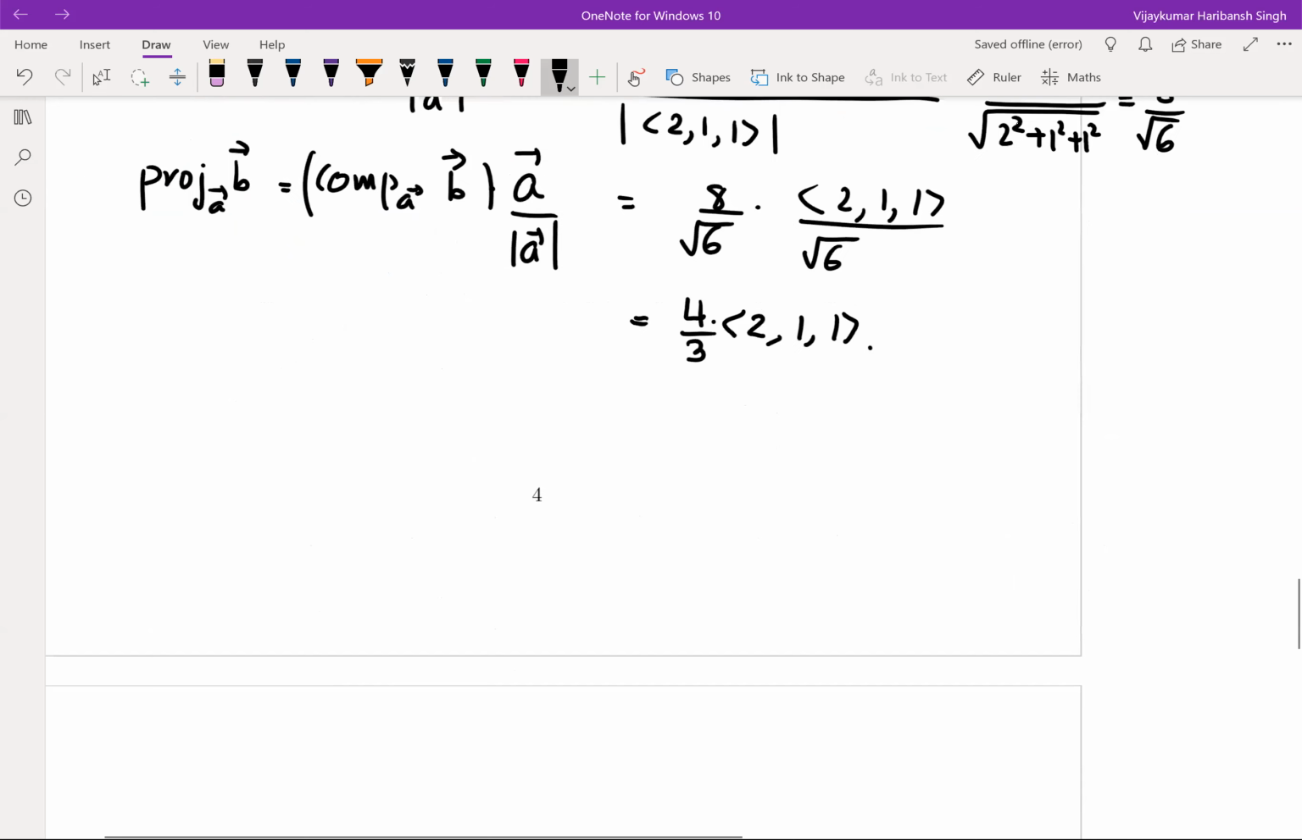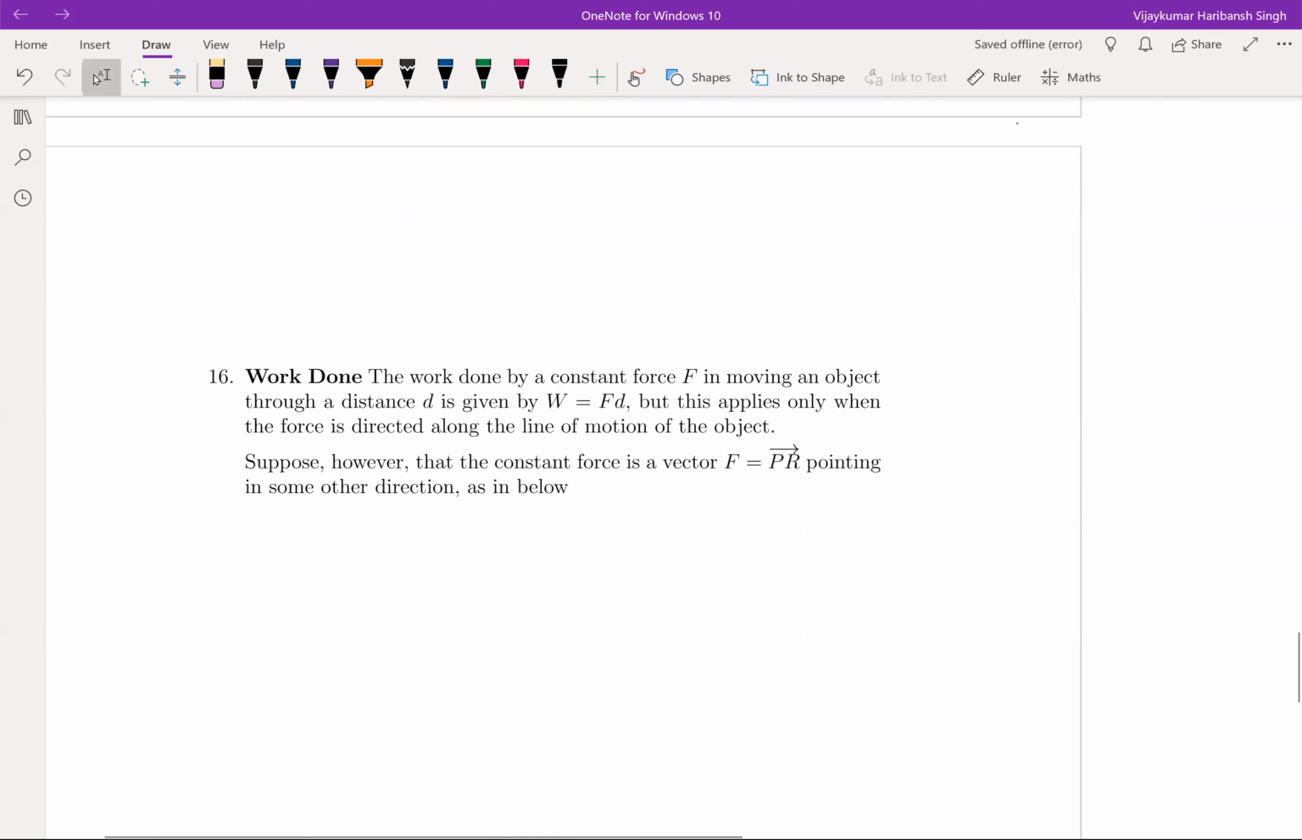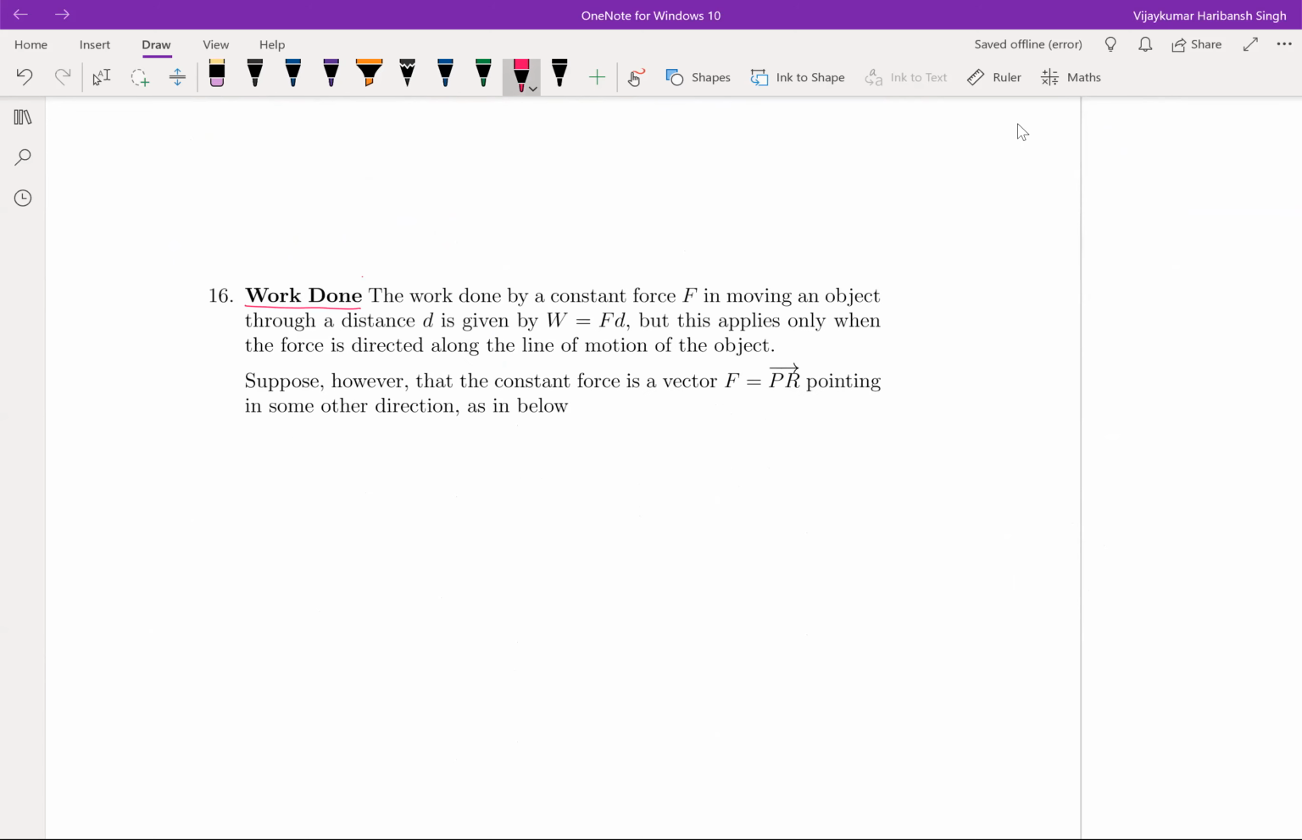Now, this has quite an interesting significance in the concept of work done. Recall, if you have seen it in physics, the work done by a constant force F in moving an object through a distance d is given by F dot d. If you have a force acting in this direction and your object moved from here to here, a distance d, then the work was basically F times d.